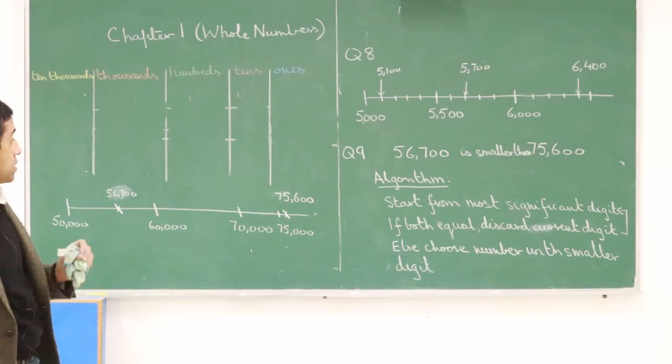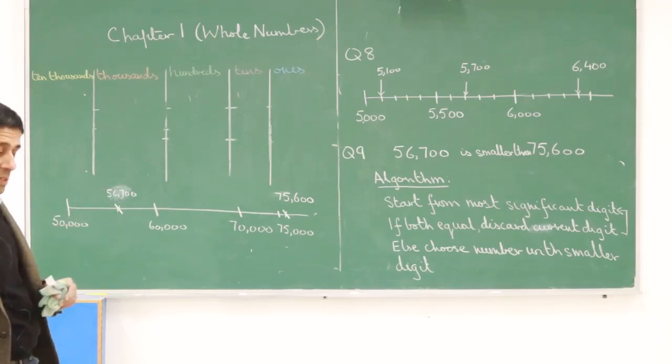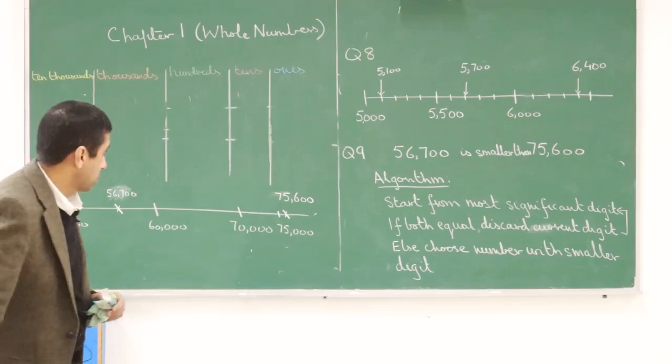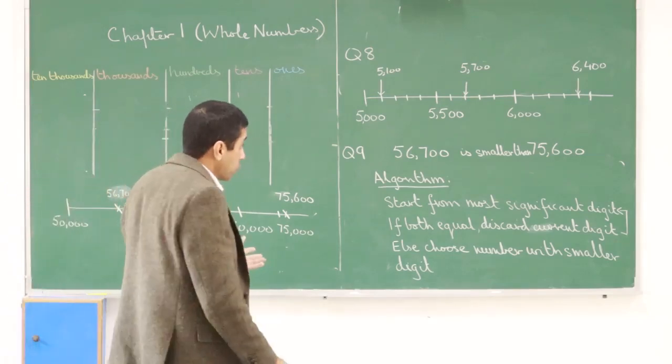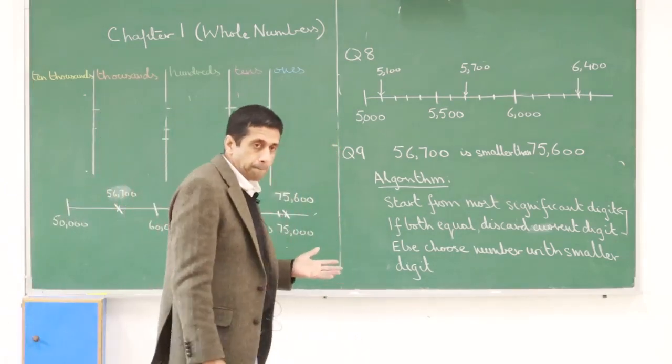That's an important thing. So now, can you think of a reason why this algorithm is correct? Because you're starting from the left, and then you're discarding digits as you go. If they're equal. If they're equal. Yeah.